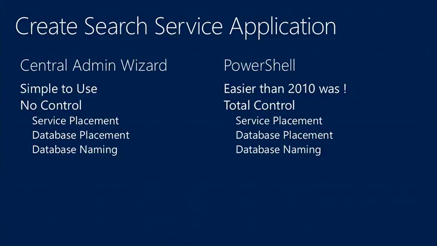So Central Admin wizard, create service application, fill in your parameters, and off you go. That's a reasonable way to do it if you want a load of GUIDs in your search DB names and you want the out-of-the-box configuration. Or you can do it in PowerShell. In PowerShell, you get total control. So where do you want the services to go? What do you want to call them? Which servers do you want those databases to reside on as well?